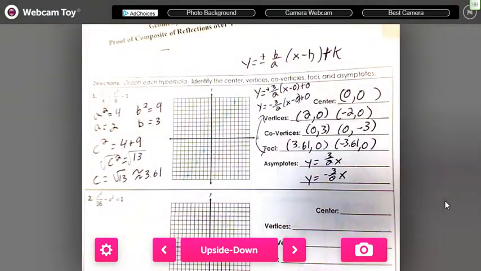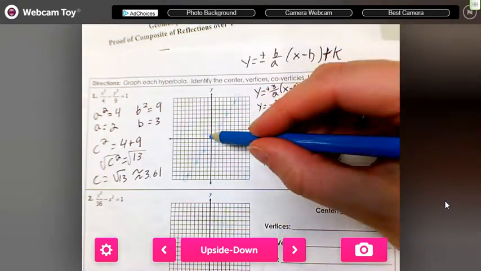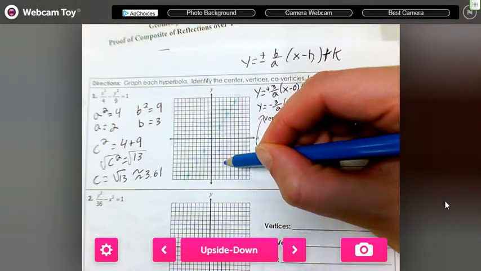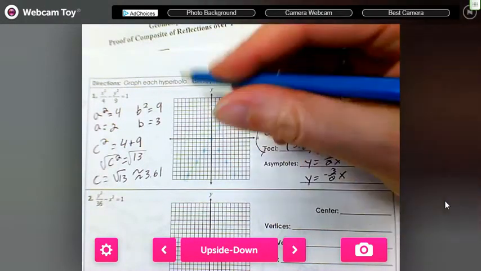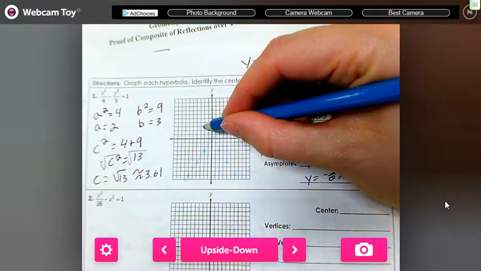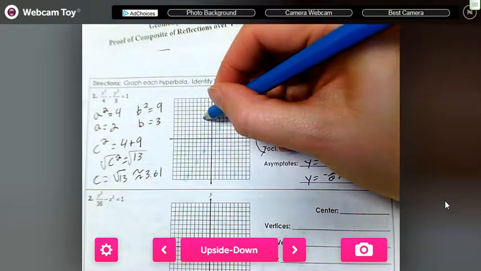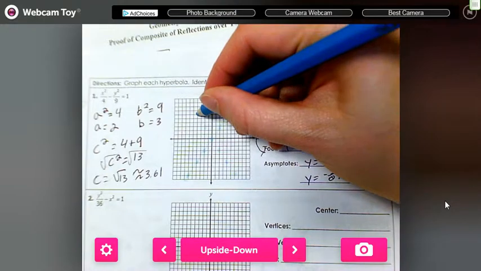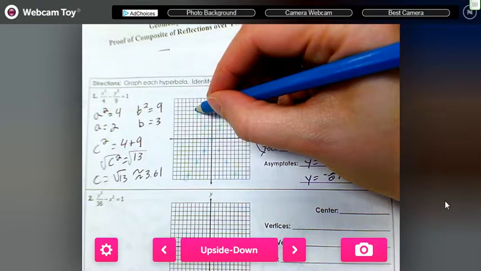And then I'm going to do my second one where I start at 0, and this time I go down 3 over 2, down 3 over 2, or up 3 over 2, over negative 2. Up 1, 2, 3 over 2.